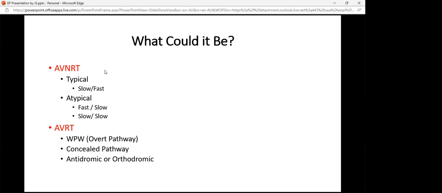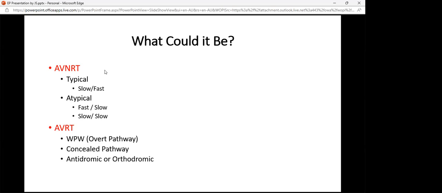Now, in sinus rhythm, we've all seen these, what we call overt pathways, commonly known as WPW, or Wolff-Parkinson-White, where a patient presents, has a 12-lead ECG, and they have a nice, very short PR interval and a delta wave, and that's quite easy to diagnose from a 12-lead in sinus rhythm. And that tells you straight away that the patient, well, yes, they have a pathway, and they are at risk of having AVRTs.